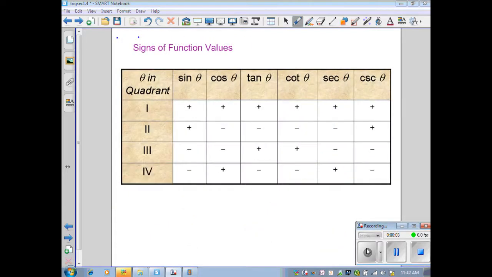Our next slide shows a diagram of the signs of function values inside of specific quadrants. Here I have my 6 trig functions and the value being positive or negative associated with them, determined by what quadrant we are located in. What we need to do is see how this chart is generated. So let's look at an example.